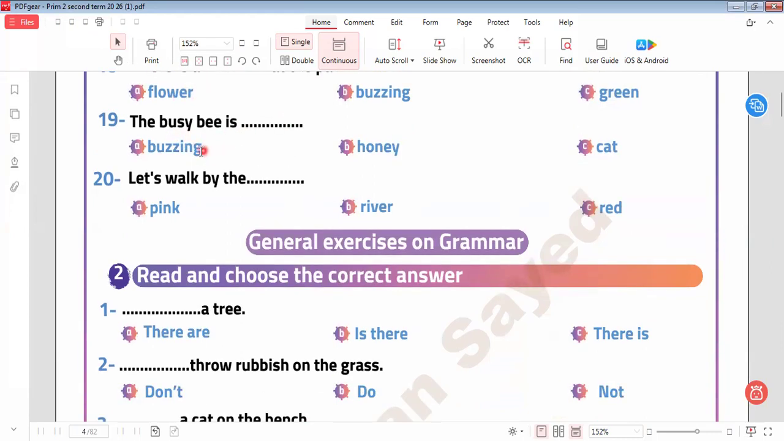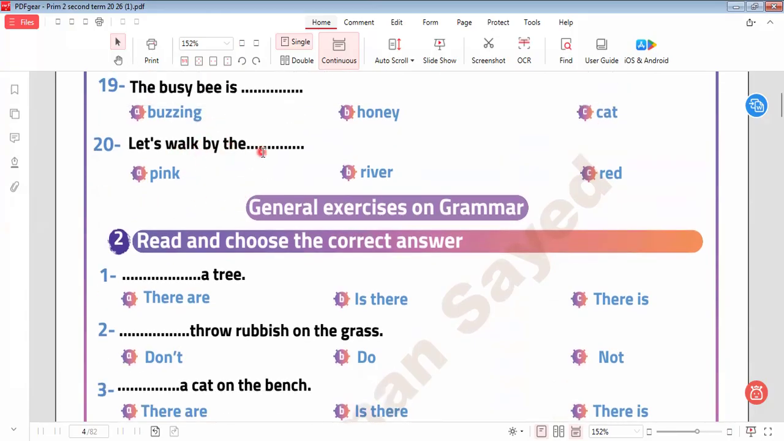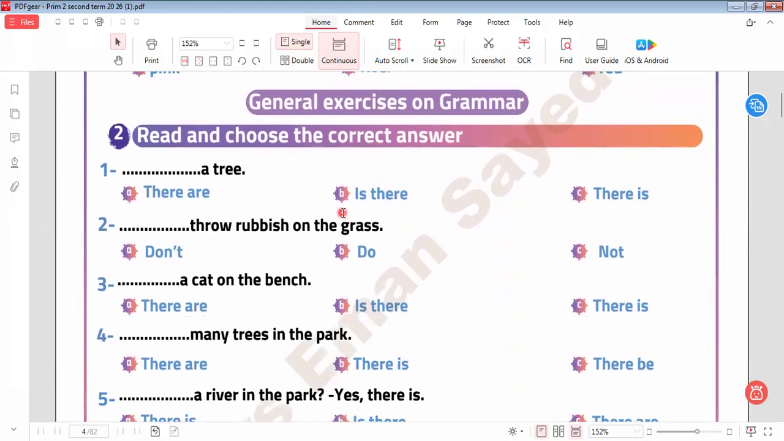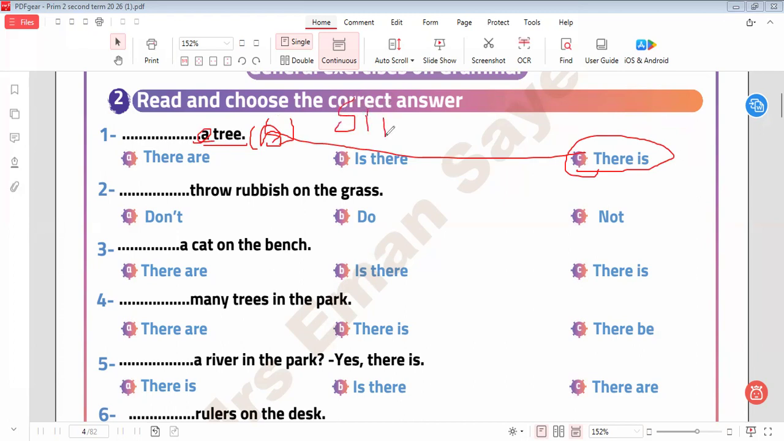The busy bee is buzzing. Let's walk by the river. Here, walk by what? By pink, by red, by river. By the river. Let's go to another one. A tree: here a tree is singular. So do I use there are or there is? It will be there is. Why there is? Because here we have a, and a is singular. So I use there is because it's singular. Okay, you must know this.